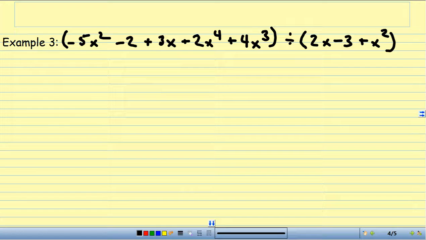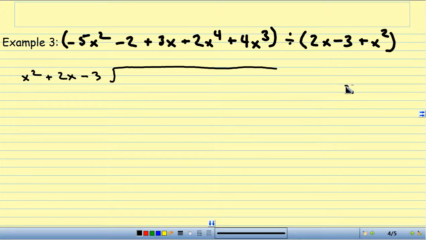So we got this one. Remember what I said? You have to put everything in descending order and you can't skip a term. So I'm going to, on the outside, write x squared plus 2x minus 3. Descending order, don't skip a term. x squared plus 2x minus 3.